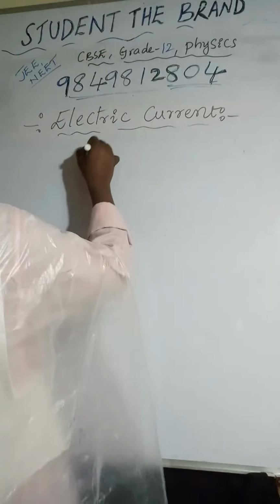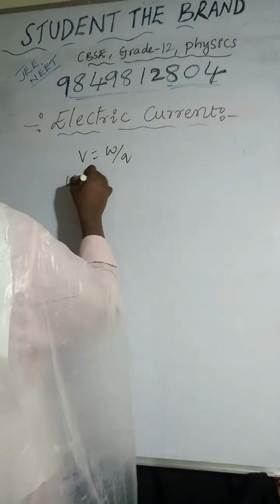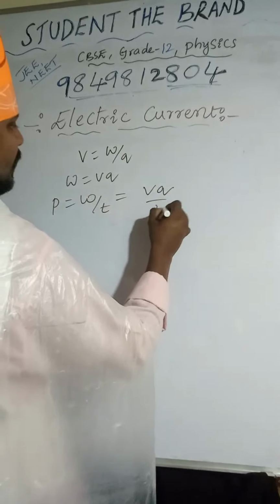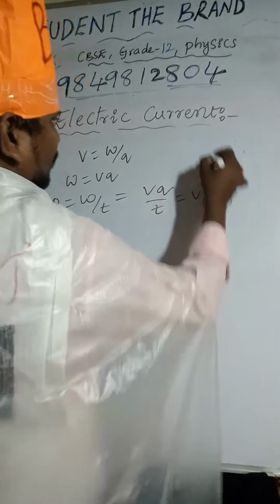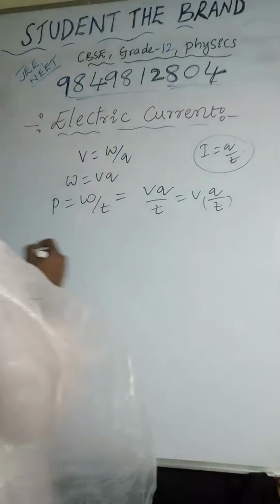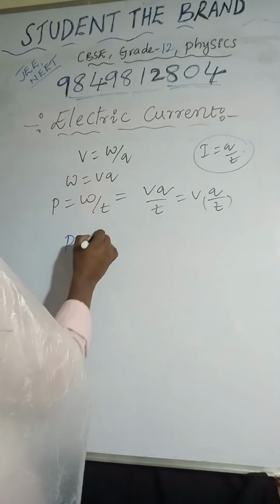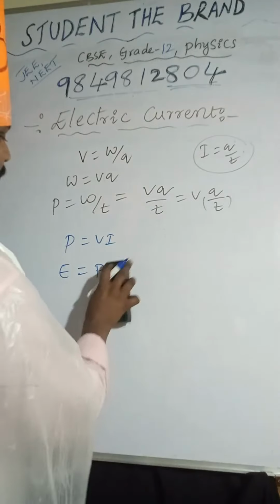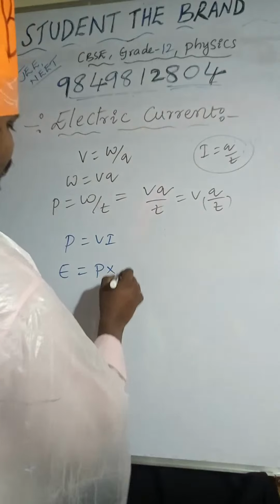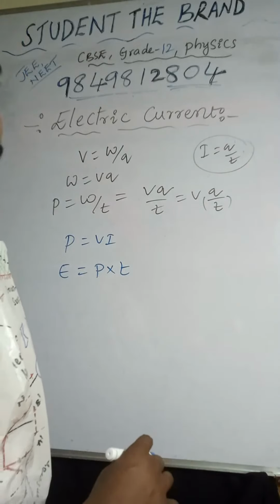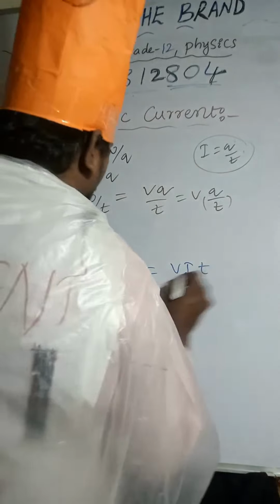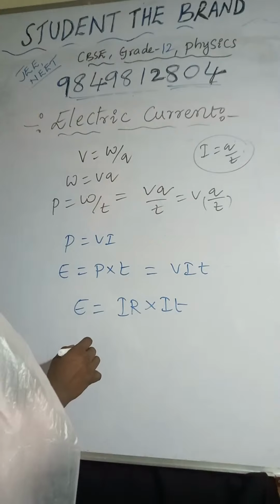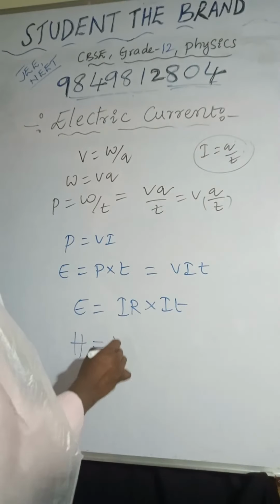Now one more. V equal to W by Q, so W equal to V into Q. P equal to W by T, the rate of doing work, so VQ by T, that is V into Q by T. I equal to Q by T is current, so P equal to VI. Energy equal to P into T, so VI into T. E equal to IR into I into T. So H equal to I square RT.